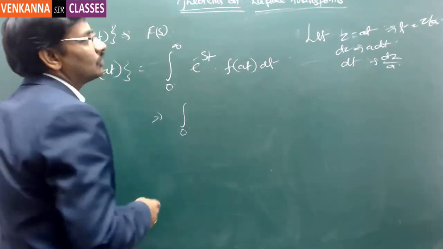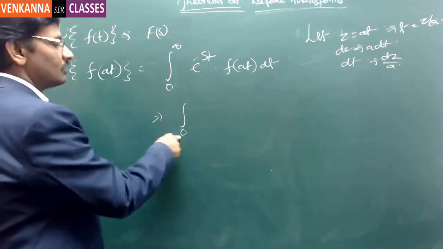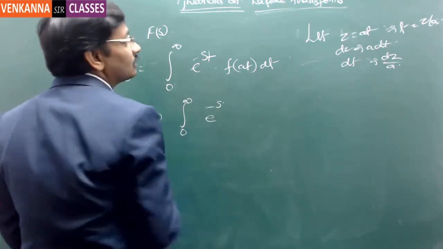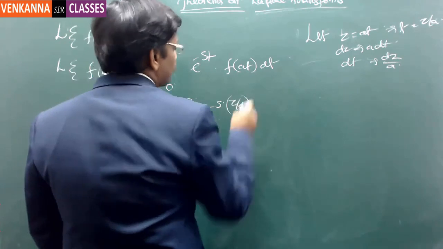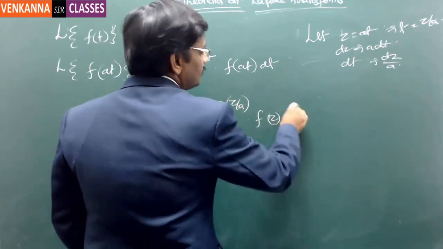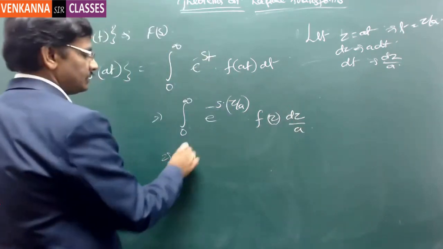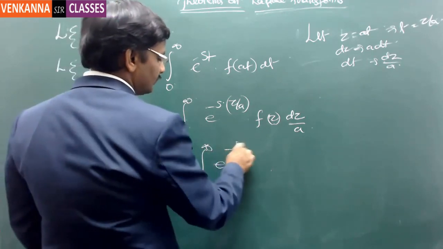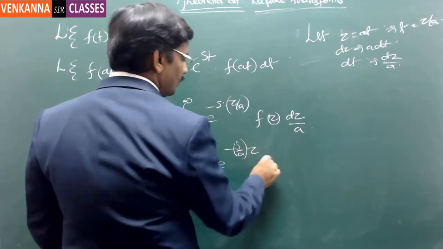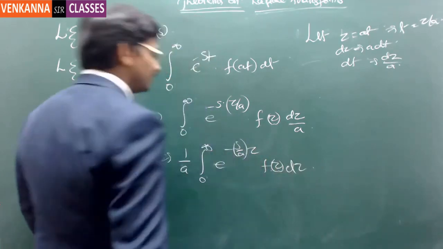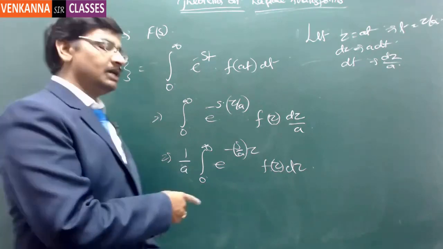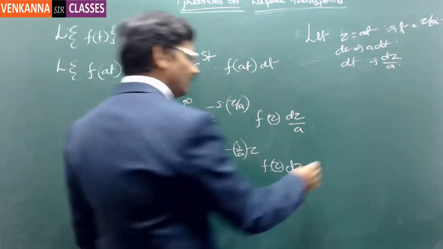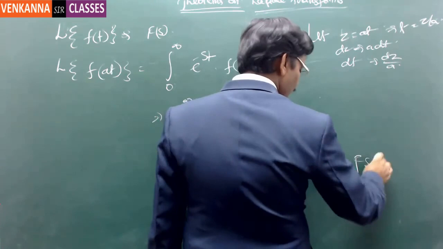This is the integral from 0 to infinity. For the lower limit, when t is equal to 0, z will also be 0. When t equals infinity, z will also be infinity. This is e power minus s into z by a, into f of z, into dz by a. This is 1 by a times the integral from 0 to infinity of e power minus s by a times z into f of z dz. This is nothing but the Laplace transform of f of z, but instead of s it should be s by a. So this is 1 by a times F of s by a.